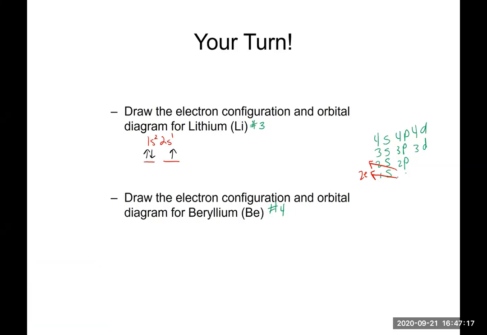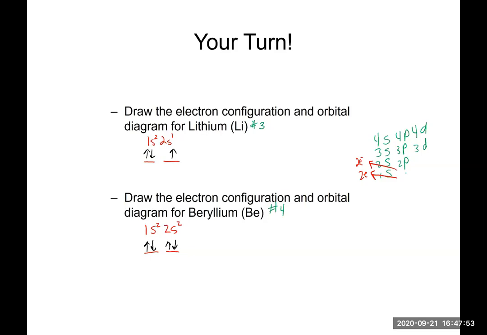So that means we go through 1s, and that gives us 2 electrons. We go through 2s, that gives us 2 more electrons. That's our total of 4 electrons. Our electron configuration is 1s2, 2s2. And then we write our orbital diagram, which of course has 2 orbitals. We put 2 electrons in 1s, 2 electrons in 2s.